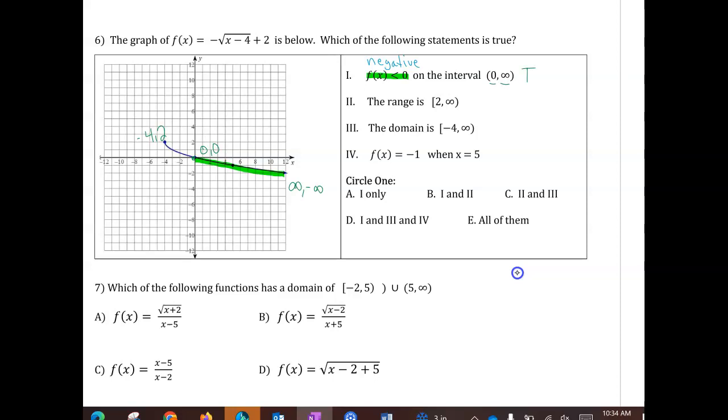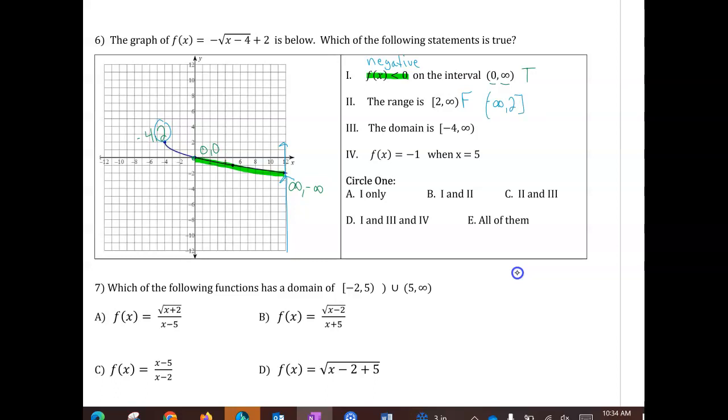The range has a lowest value of 2 and a biggest value of infinity. So when I scroll from the bottom up, the first y value I hit is actually negative infinity. That's my smallest. And then if I keep going, then I'll hit the 2 that's here. So this one is not correct. It should have been written like this. And then that would have made it true.